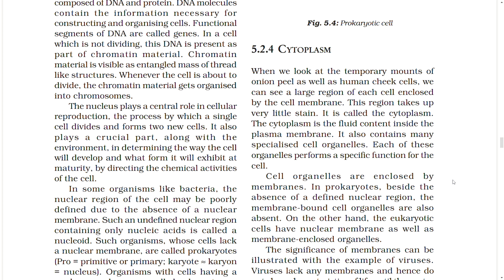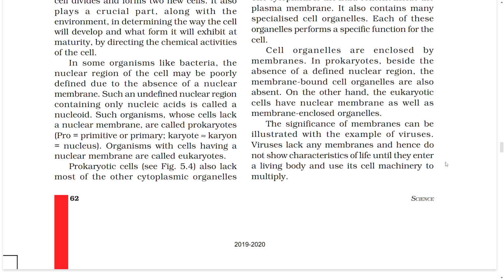Cell organelles are enclosed by membranes in eukaryotes. In prokaryotes, besides the absence of a defined nuclear region, the membrane-bound cell organelles are also absent. On the other hand, the eukaryotic cell has a nuclear membrane as well as membrane-enclosed organelles. The significance of membranes can be illustrated with the example of viruses. Viruses lack any membranes and hence do not show characteristics of life until they enter a living body and use its cell machinery to multiply.